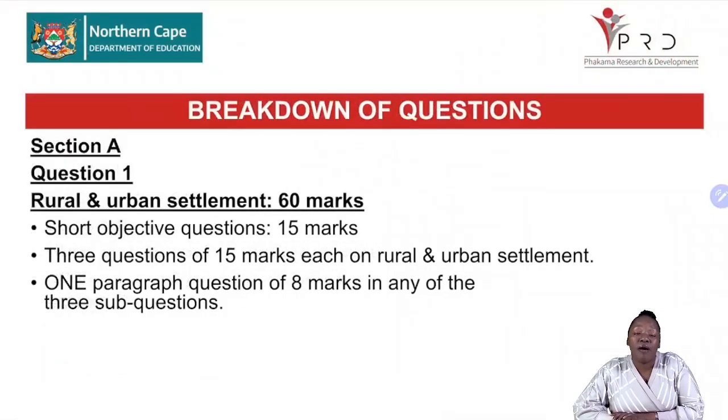Then further breakdown of the questions, since today we are focusing on question 1, which is your rural and urban settlement questions. You will have your short objective questions. Those are your one-word questions. They will be 15 marks, and then after that you will have 3 questions that are 15 marks each. They are based on the rural or the urban settlement. So amongst those 3 questions, you will have 1 question with a paragraph question.